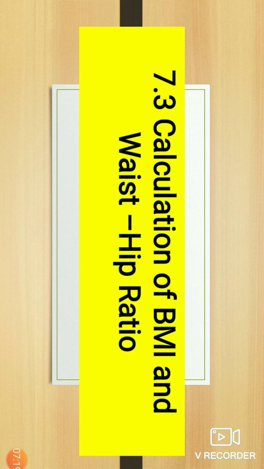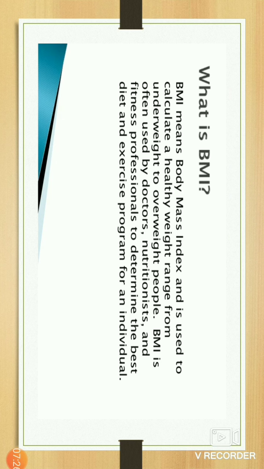Now come to 7.3, the calculation of BMI and waist hip ratio. So what is BMI? BMI means body mass index and is used to calculate a weight range from underweight to overweight people. BMI is often used by doctors, nutritionists, and fitness professionals to determine the best diet and exercise program for an individual.